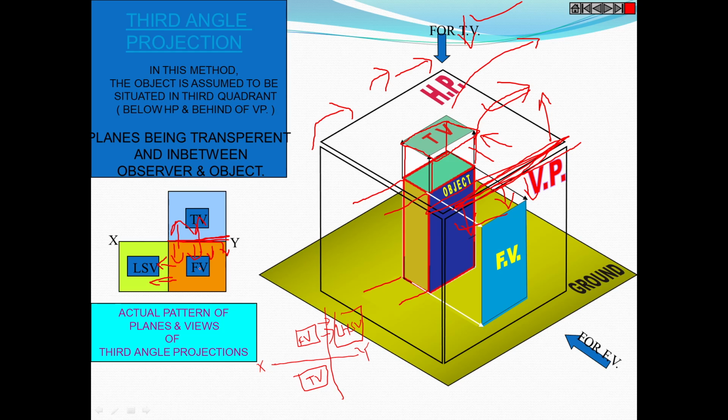Front view in the first quadrant is above the xy line, front view in the third quadrant is below the xy line. Top view in the first quadrant is below the xy line, top view in the third quadrant is above the xy line. And the left hand side view is on the left side of the front view for the third quadrant, and on the right side of the front view in the first quadrant. Okay.